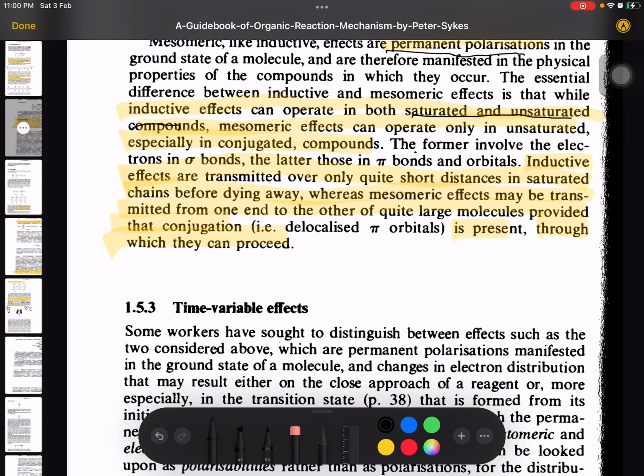Inductive effects are transmitted over only quite short distances in saturated chains before dying away after the third or so, as I said. Whereas the mesomeric effect may be transmitted from one end to the other of quite a large molecule, provided conjugation is present. You keep on doing it, checking all the resonance structures. As they proceed, you can just keep doing it.